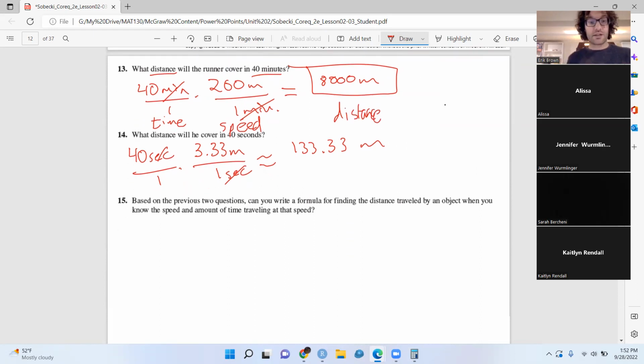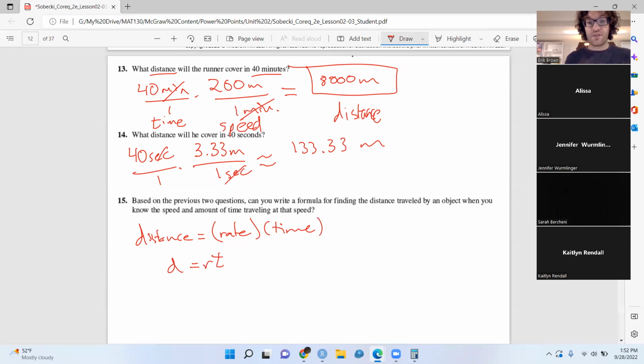So this is the distance formula you may have encountered in a high school physics class, or often we toss it into an algebra class. Distance equals rate times time, or speed. There's another word for rate. So that would be D equals RT.